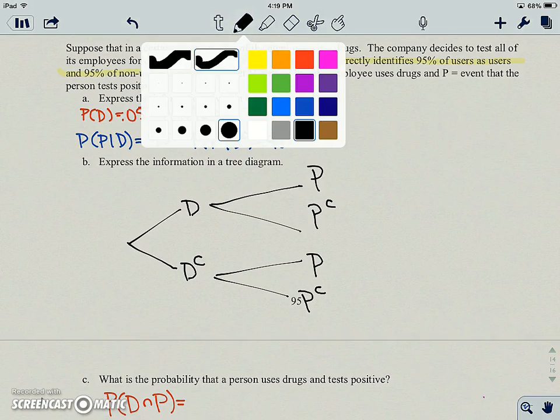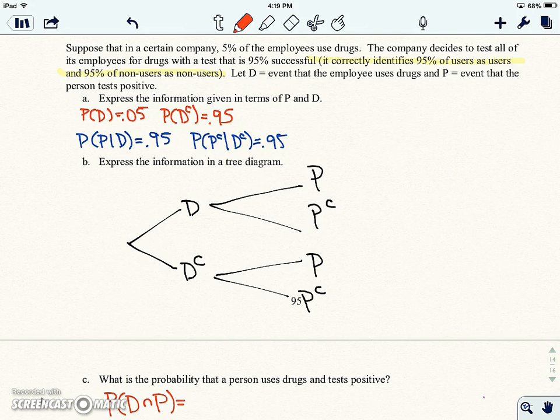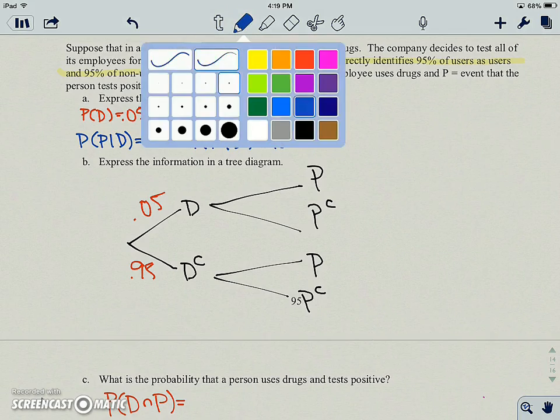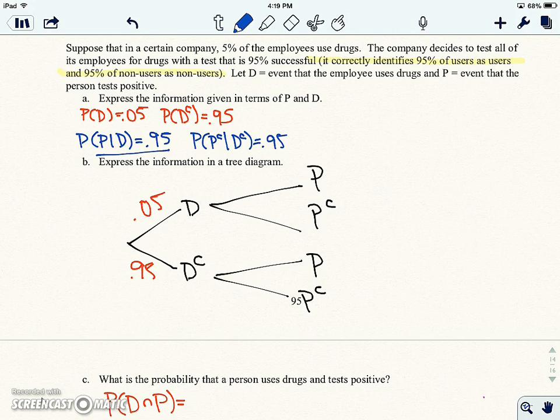Now we're going to fill out our tree diagram. We start with the top. Probability of using drugs is 5%. So then not using drugs would be 95%. Then if you use drugs, the probability of you actually getting caught is 95% if they test you, with a 5% chance that you get away with it, you get a negative even though you use drugs. Vice versa, if you don't use drugs, the probability of getting a positive is 5%, but of coming up negative like you should be is 95%.